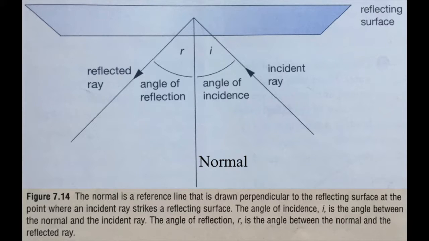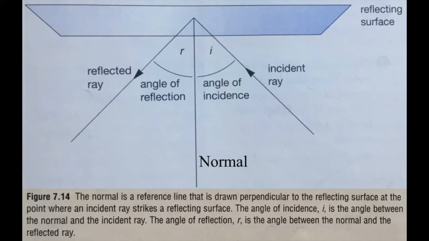The angle between the incident ray and the normal is called the angle of incidence. The angle between the normal and the reflected ray is called the angle of reflection. This approach provides a standard way to describe the direction in which light travels during reflection. You will investigate reflection in the next two investigations.